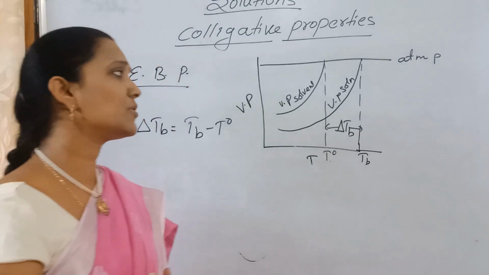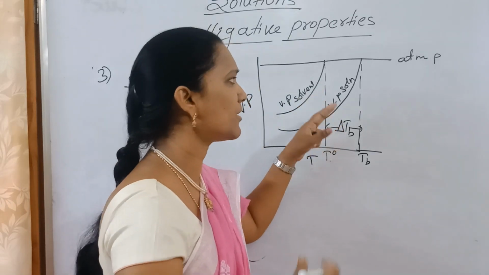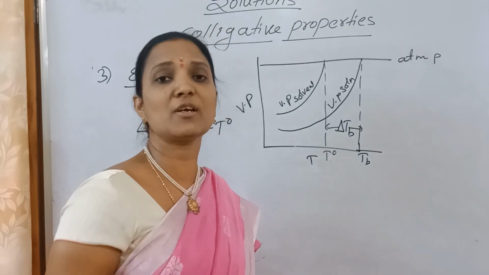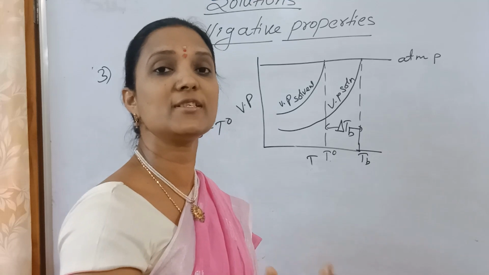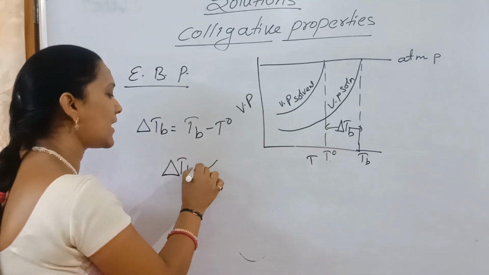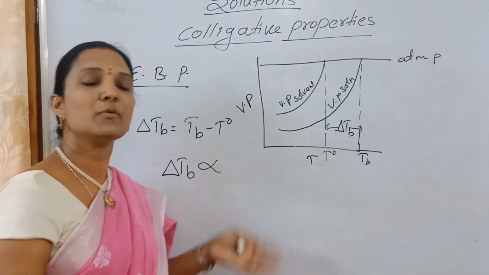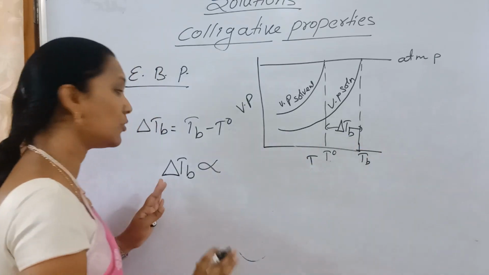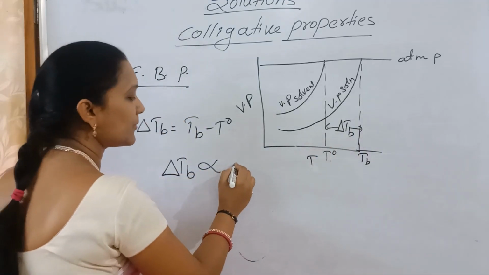Now, as the number of moles of the non-volatile solute increases, vapor pressure decreases, so the boiling point increases. Nothing but the concentration of this solute increases, vapor pressure decreases, boiling point increases. So the elevation in boiling point is directly proportional to concentration. We are adding more solute, which means more elevation in boiling point, because the boiling point increases.